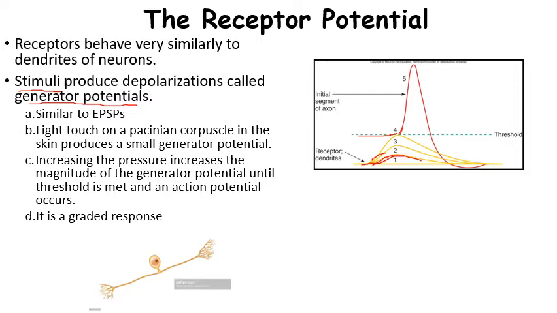So like in touch, with the Pacinian corpuscles of your skin, a very light touch would cause a small generator potential, whereas increased touch, increased pressure, would cause a bigger generator potential that might elicit the action potential. So again, it is a graded response.